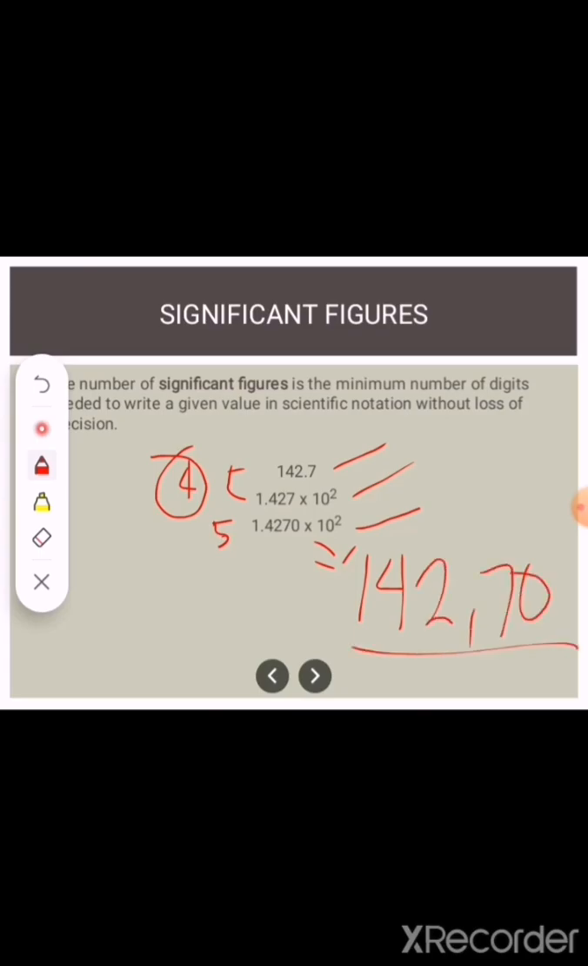142.70. Pwede rin naman ito for the 5 significant figures, kasi significant na itong 0 dito sa huli, if ever.